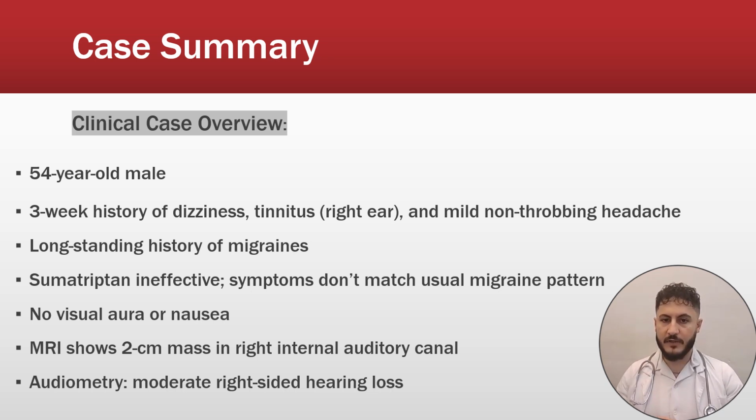This case involves a 54-year-old man with a 3-week history of dizziness, right-sided tinnitus, and a mild non-throbbing headache. He also has a long history of migraines, but this time, unlike his usual migraine episodes, there was no visual aura, no nausea, and his medication, sumatriptan, didn't help, which it used to do before.